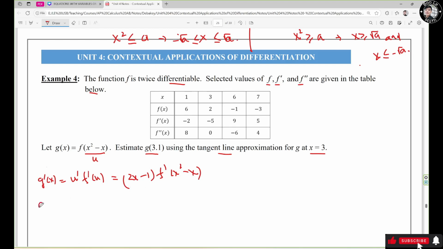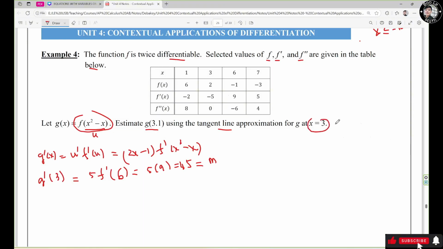Now I need to find g prime of 3. So substitute 3 for s, so it's going to be 5 times f prime of 3 squared, which equals 9. 9 subtract 3 is going to be 6. Now f prime of 6, we're going to use this one, it's going to be 9. So 5 times 9 equals 45. And this is the slope.